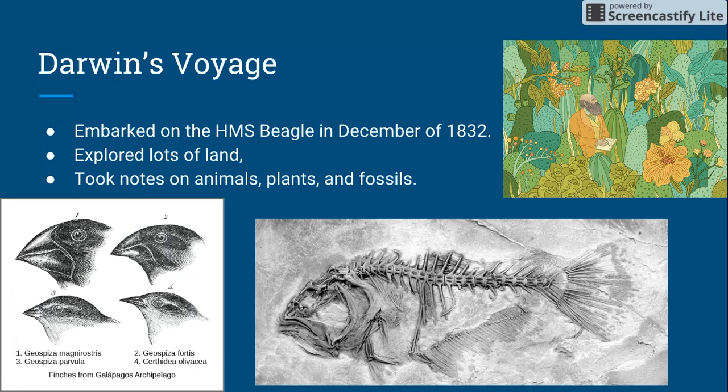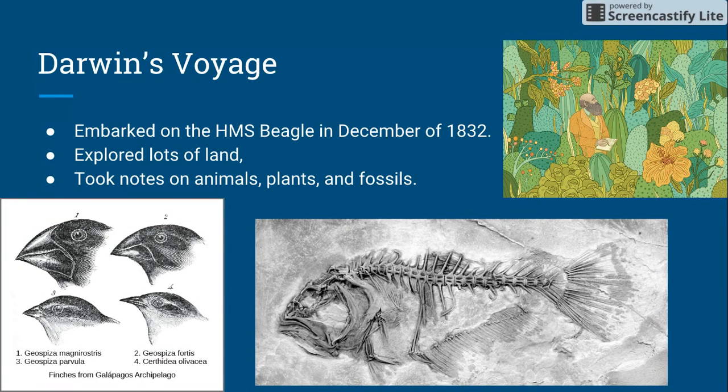Darwin's voyage. Charles Darwin boarded a ship named the HMS Beagle in December of 1832, not to return home for 5 years, even though he was meant to return in only 2 years. The objective of the voyage was to chart the coastline of South America. During the voyage, Darwin spent as much time as possible on land, as he was seasick for most of the trip.